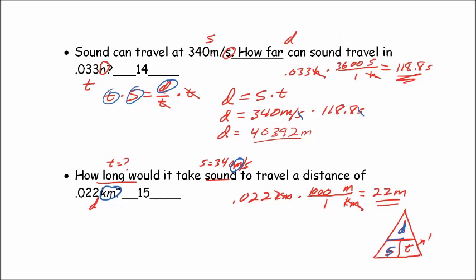So here's our new equation. Time equals distance divided by speed. And so we're going to bring that equation over here. We're going to set the problem up, plug in the numbers, plug in the proper units, and determine the answer. First step, write the equation down. Time is distance divided by speed. Second step, plug in the proper quantities and units. The distance is 22 meters. The speed is 340 meters per second.